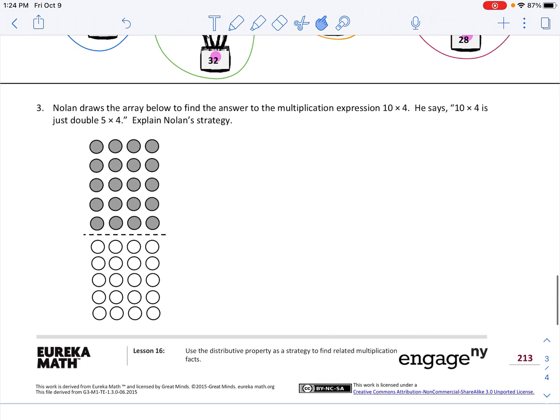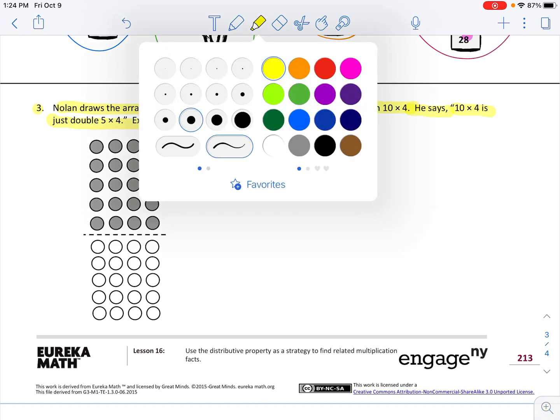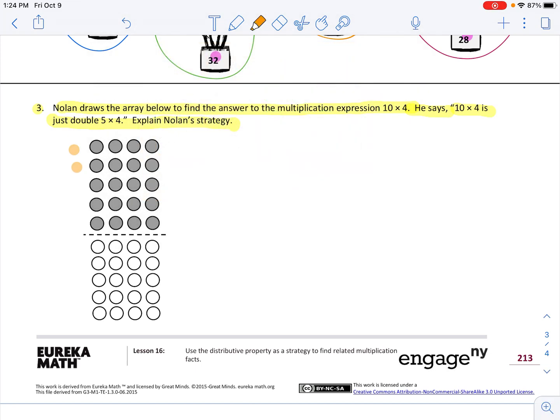And let's take a look at the last problem. Number 3. Nolan draws the array below to find the answer to the multiplication expression 10 times 4. He says 10 times 4 is just double 5 times 4. Explain Nolan's strategy. So he has this whole big array, which if I look at this is 1, 2, 3, 4, 5, 6, 7, 8, 9, 10 rows of 4.